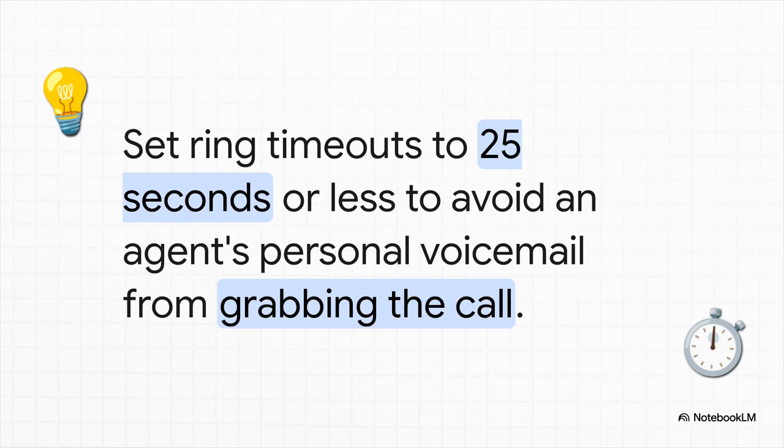All right, listen up, because here's a huge pro tip. This one comes straight from our support team. When you're setting up those ring timers, make sure you set the timeout to 25 seconds or less. You might be wondering why. Well, it's because anything longer and you run the risk of an agent's personal voicemail grabbing the call. And when that happens, the call gets yanked out of the system and it can be a really confusing and messy experience for your customer.